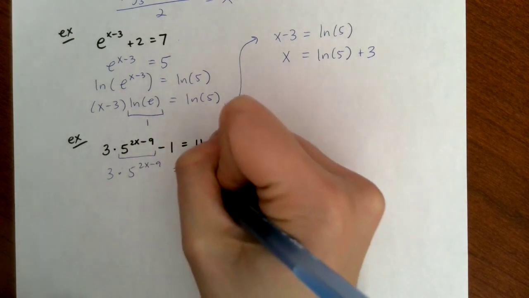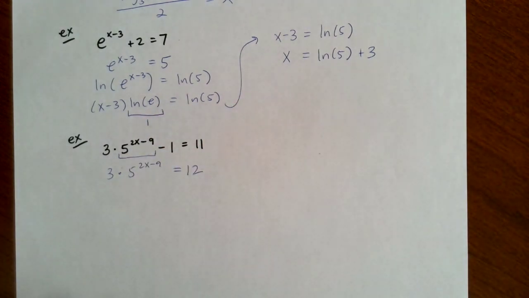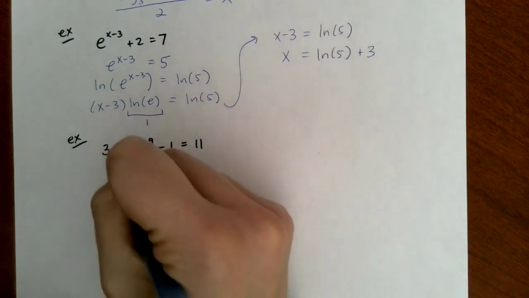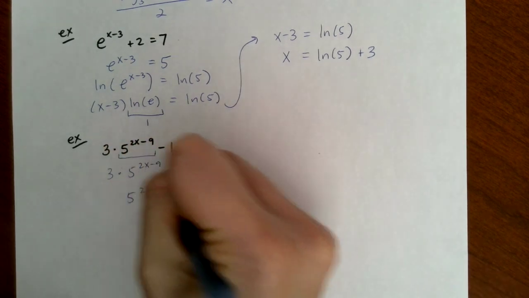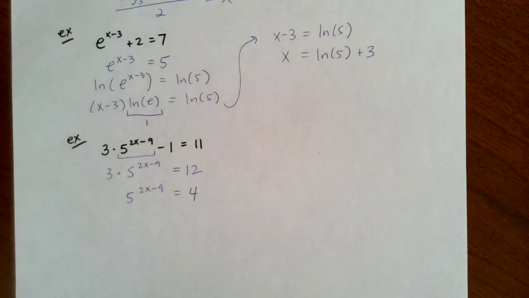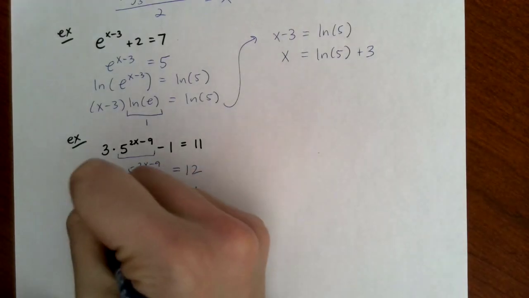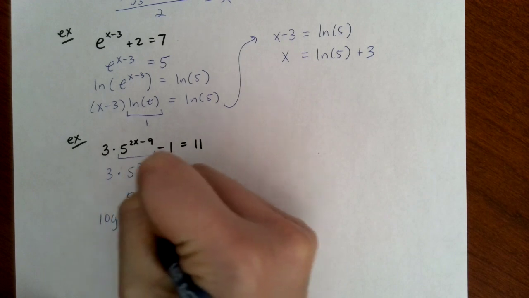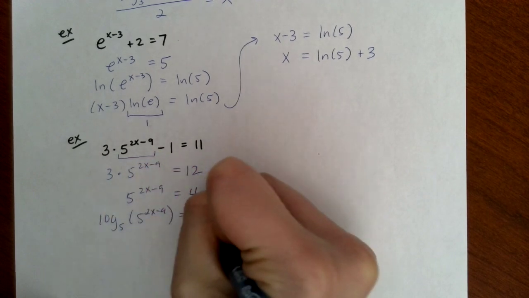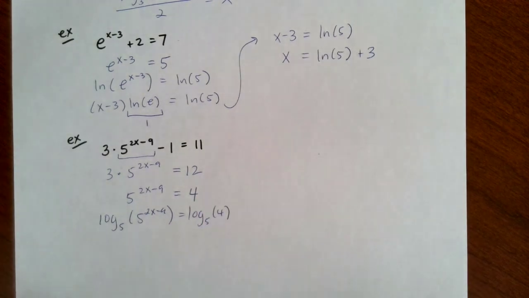So if I add 1 to both sides, I get a 12 on the right, and I'll divide both sides by 3. So it cancels on the left, and I have 4 on the right. And now I have my choice. I can rewrite this as an equivalent logarithm statement, or I can get to the same place by log base 5ing both sides. Log base 5 of the left equals log base 5 of the right.